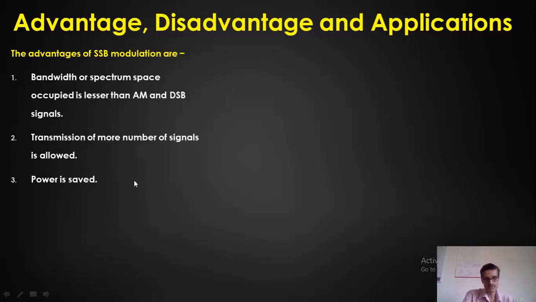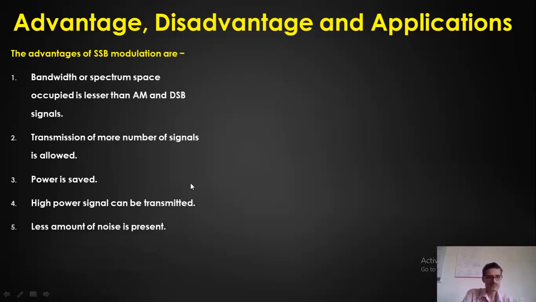The third one is power saving. For mu equal to 1, the modulation index equal to 1, around 83.33% of the total power can be saved. The next one is that high power signal can be transmitted, because we can allocate more power to the single sideband, and hence you can increase the power level of the single sideband. Because of that we get another advantage, that is less noise, and the signal fading, that is attenuation of the signal level, will be less in SSB transmission.